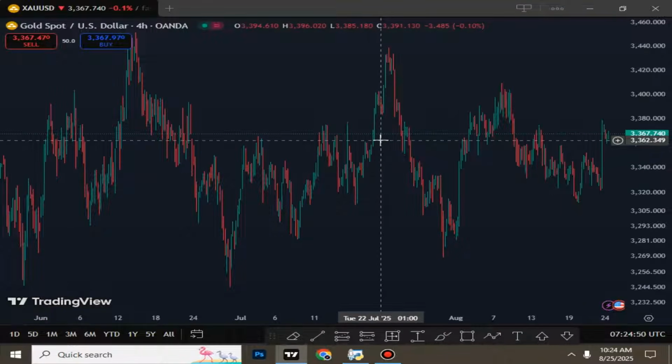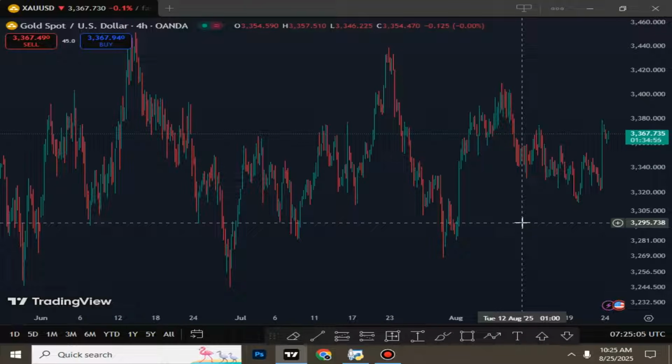Today's Forex focus dives into gold, GBPUSD, GBPJPY, and USDJPY. I'll reveal the key levels, price action setups, and high probability trading opportunities you can't afford to miss this week. So real quick, let's just get started with the gold trade.